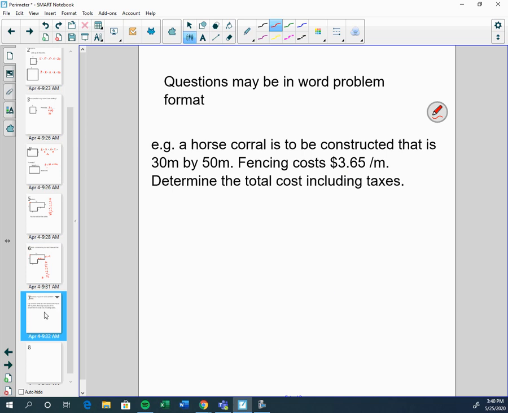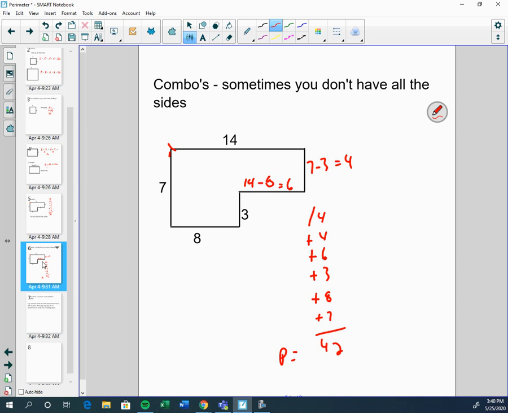Sometimes the questions may be in word problem format. I'll just leave this one for now because the next lesson is going to be on word problems. There's a few questions online here on Schoology where all you got to do is find the perimeter of squares and rectangles. So go ahead and do that.